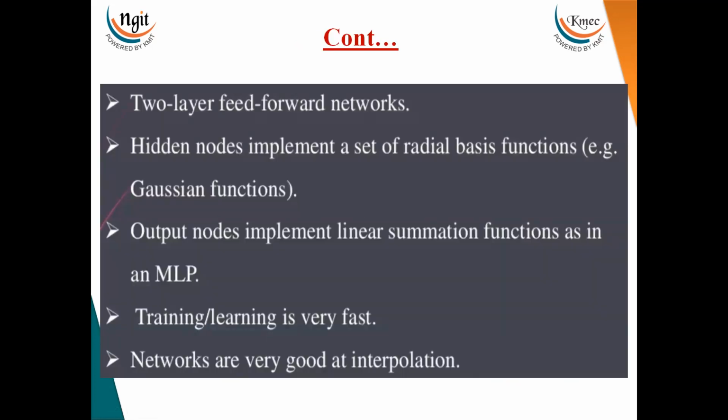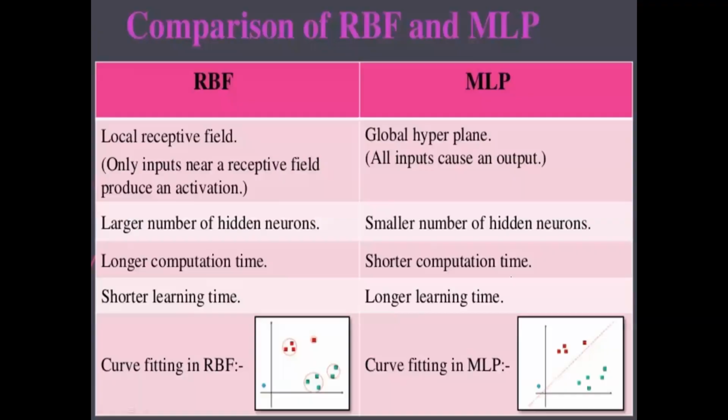Fine. So what we can say is, this is a two-layer feed-forward neural network, and hidden nodes implement a set of radial functions. So at the hidden layer, I'm applying a radial basis function as an activation function, or you can apply a Gaussian function as an activation function. And what will be the output? The output node implements a linear summation function as in a multi-layer perceptron. So at the output layer, we get the same linearly separable result as we get in MLP. Training and learning will always be fast here, and the network is very good at interpolation. So these are some of the properties related to radial basis function.